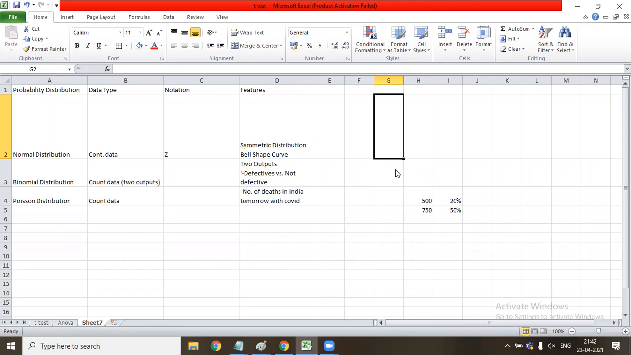So let's say we have been taking admissions in the Indian Army. Now every person comes, we measure their height, we measure their weight, and all these things. When a person comes, we measure the height and the weight. So is it continuous data or discrete data? Continuous data.